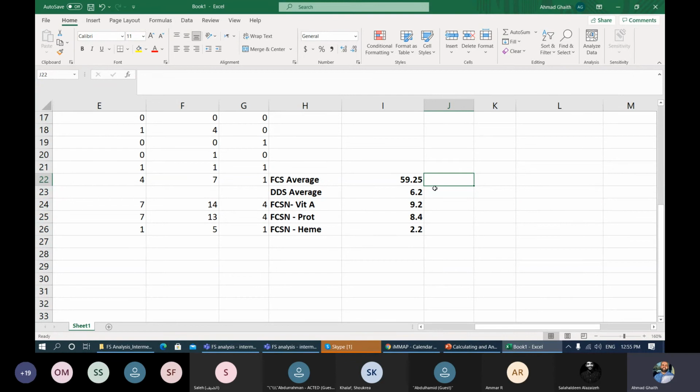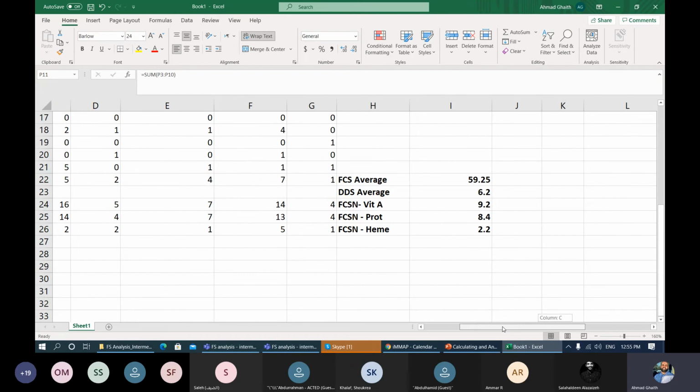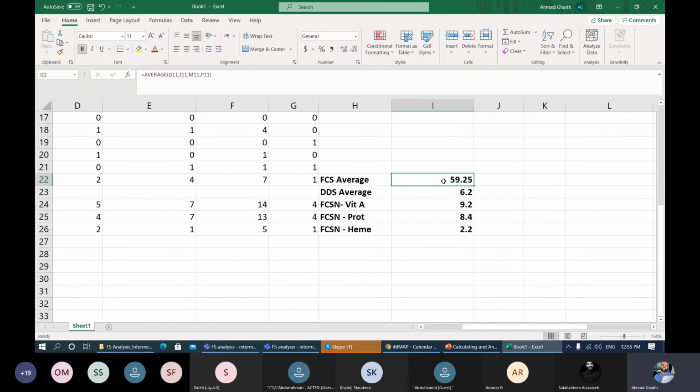Well, I just want to point out, Abdul Hamid, we see the FCS average, we see acceptable, yeah? But this is the average, so what is it hiding? It's hiding Ammar. Ammar is suffering at 31, he's hungry. But in the average, we don't see him. We see 60. Amazing. This is a pretty good score.